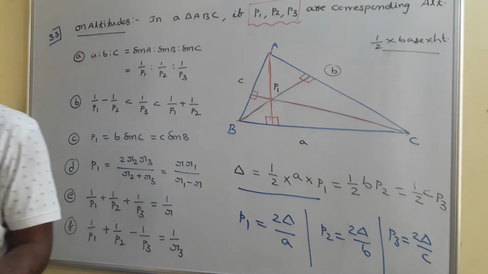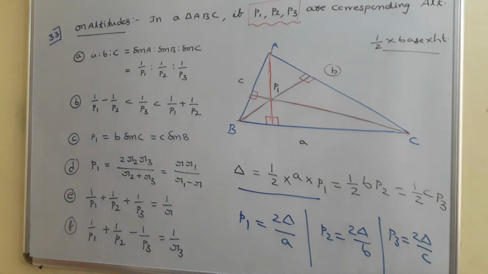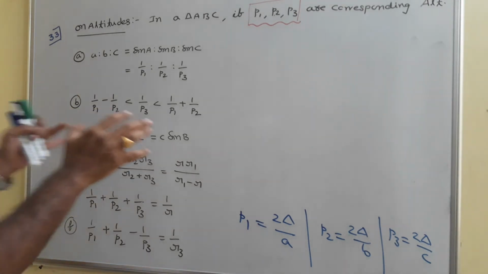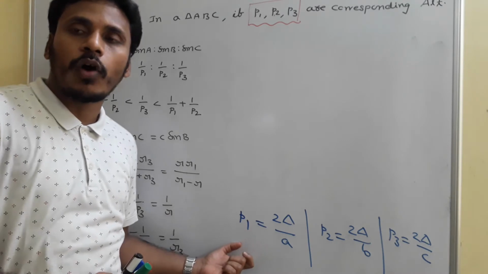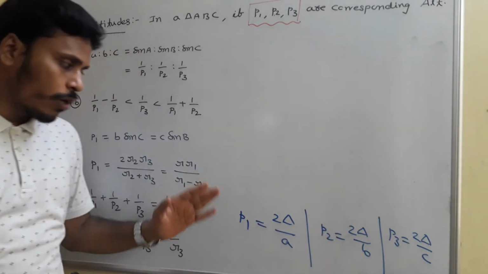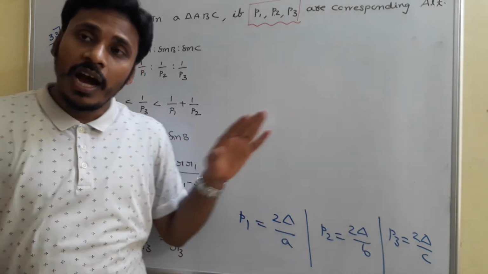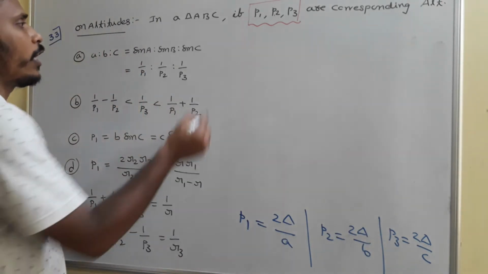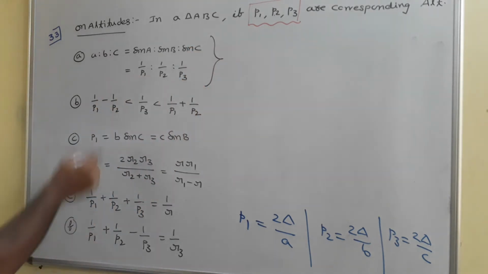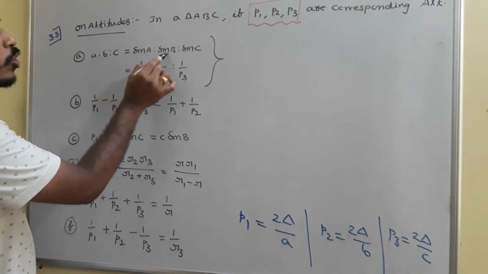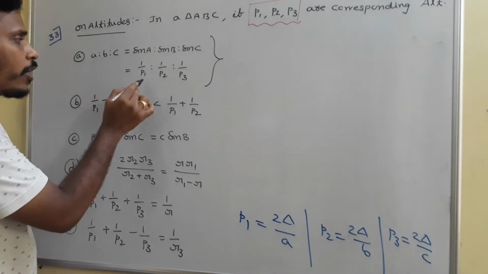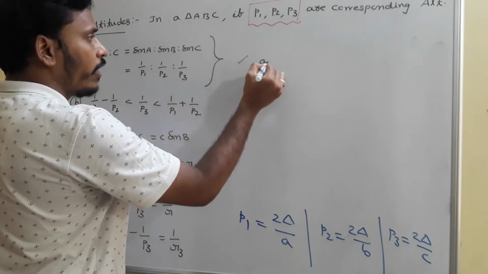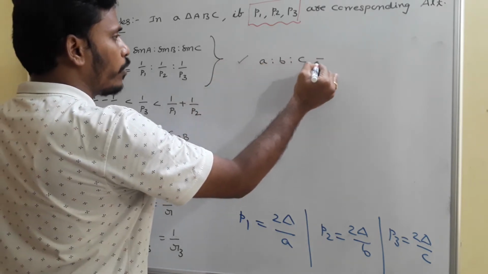Just have a look, go for a screenshot. Okay, just look at the board. By analyzing everything, at the end we have the lengths of altitudes P1, P2, P3 as 2 delta by A, 2 delta by B, 2 delta by C, and we will use these three as formulas to prove everything. First of all, we need to think about the first part. Very simple actually. The ratio between A, B and C is the ratio between sin A, sin B, sin C, and the same ratio is equal to 1 by P1, 1 by P2, 1 by P3. So first, we need to calculate the ratio A is to B is to C.